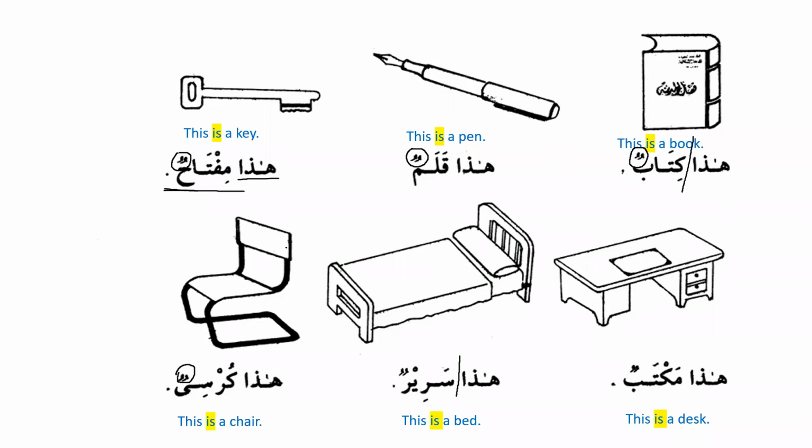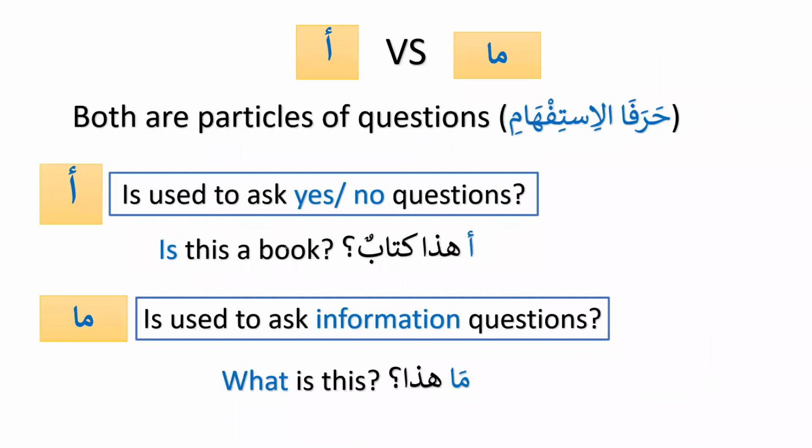So this is a chair, as we can see over here. And then we move on to learn about ma and hamzatul istifham. What is this? Hamzatul istifham, hamza of interrogation, or interrogative hamza, is used to ask questions. Both of them are particles. Please remember this. They are particles of questions. We use them to ask questions.